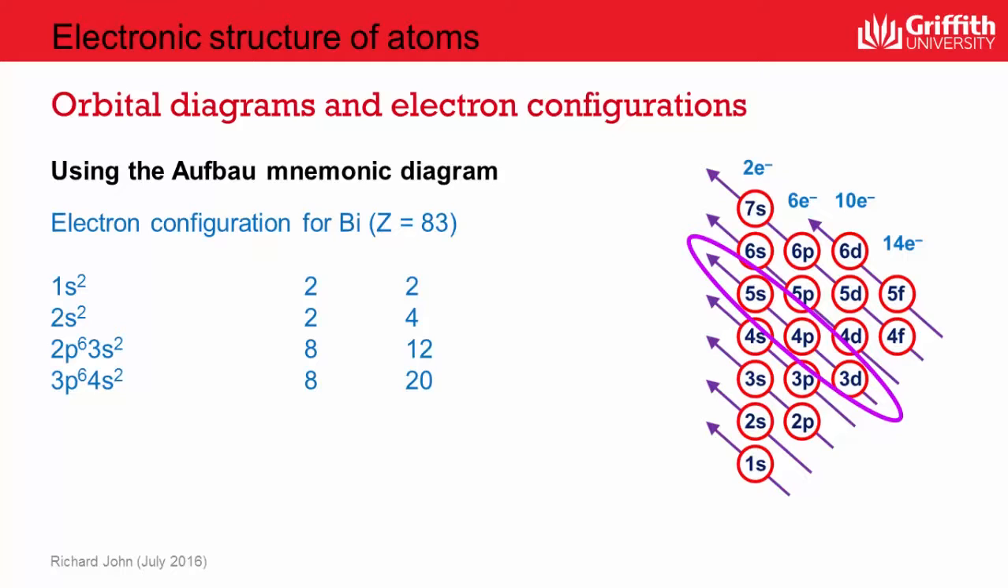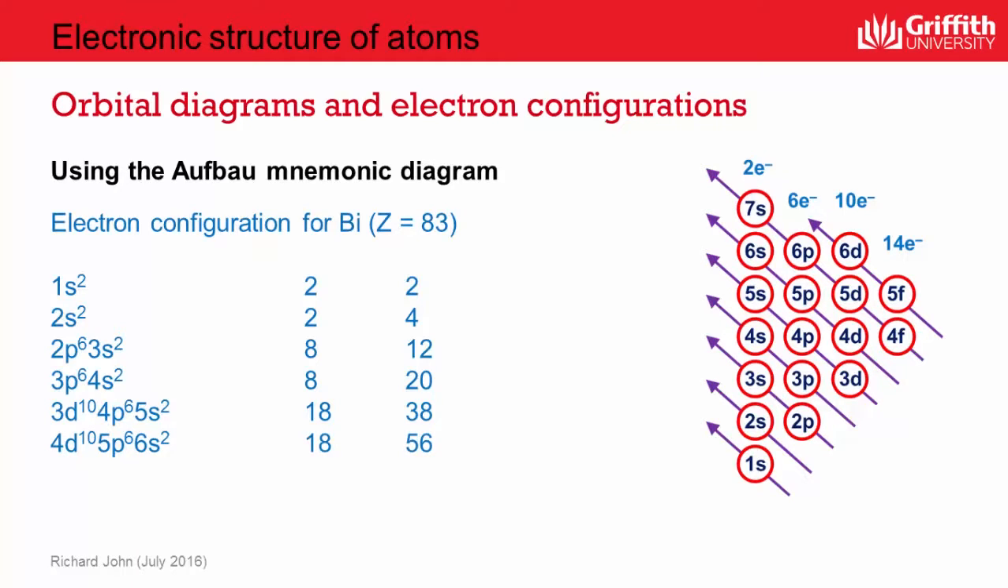We go to 3d, 4p and 5s. The d subshell can accommodate 10 electrons, so that's 3d10, 4p6, 5s2, a total of 18 electrons, and we have a cumulative total now of 38 electrons used up, remembering we've got to get to 83. The next set of subshells we fill up in order, 4d, 5p, 6s, so that's 4d10, 5p6, 6s2, and again a total of 18 electrons there, and we've used up 56.